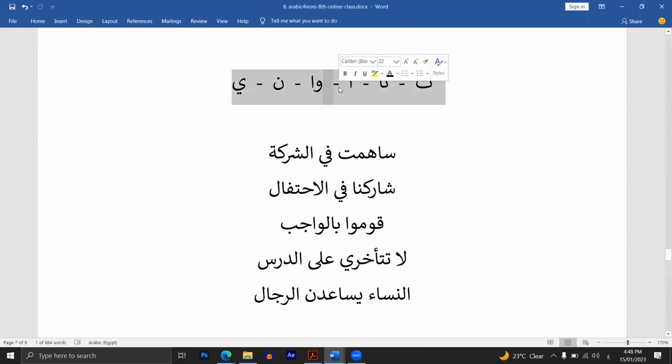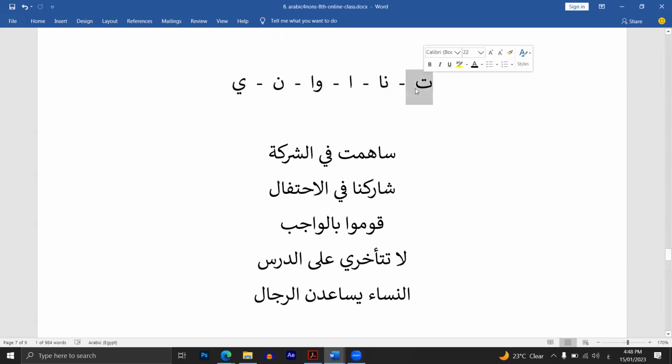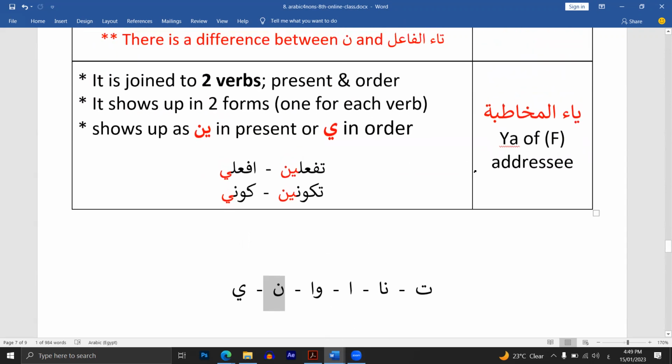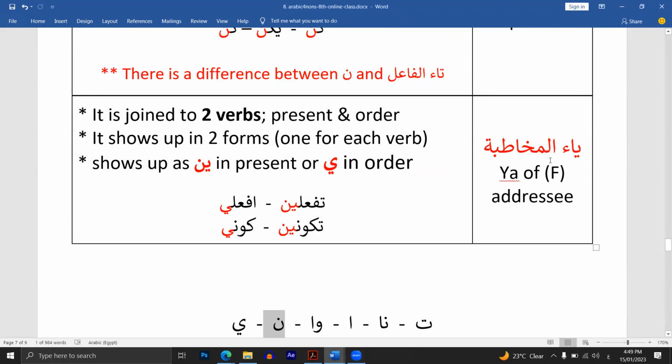Okay, let's do a little exercise. So here is a guide. We have تاء الفاعل، نا الفاعلين، ألف الاثنين، واو الجماعة، نون النسوة, and we forgot one. Yes, ياء المخاطبة. Sorry, we didn't talk about it. This is the last type of subjective pronouns, ياء المخاطبة. This one is only used for a singular feminine if it's a second person.